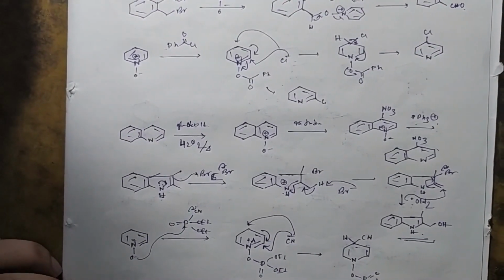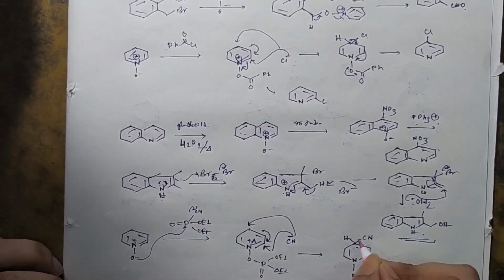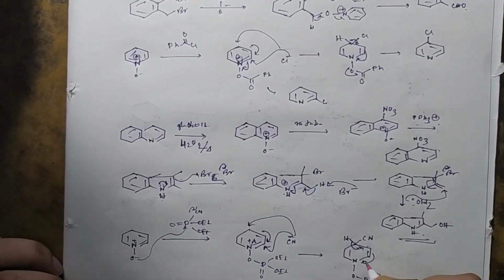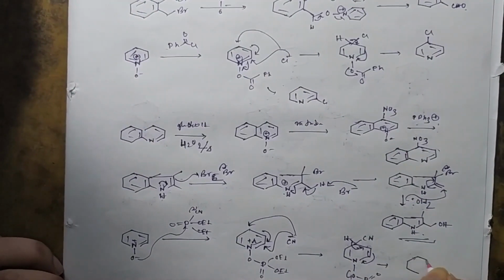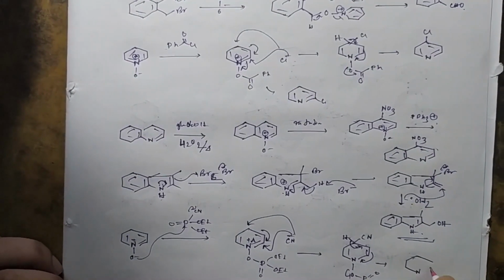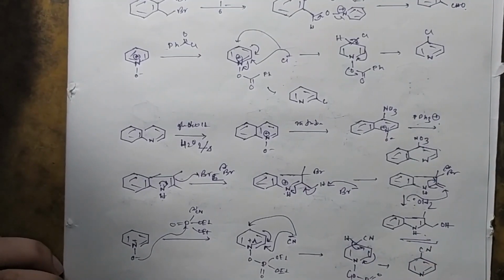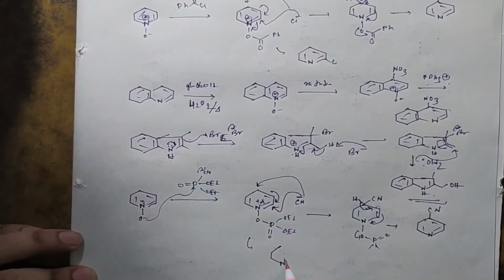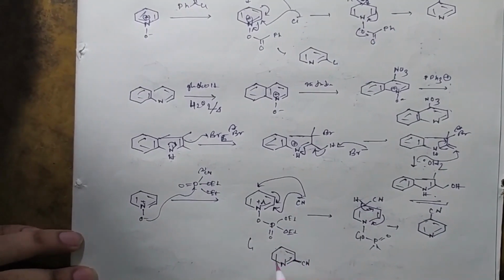So this becomes a really good leaving group, this phosphate moiety. So after that what happens, that this hydrogen eliminates, this goes here, this bond goes here, this cleaves. So we get 4 substituted pyridine, and again from the ortho attack we get similarly this as a product.